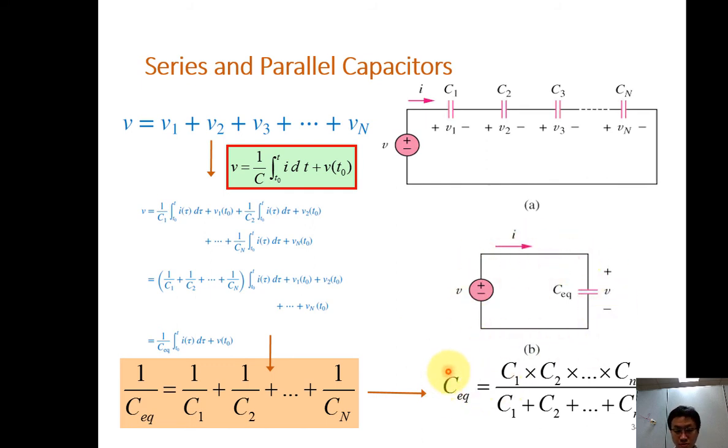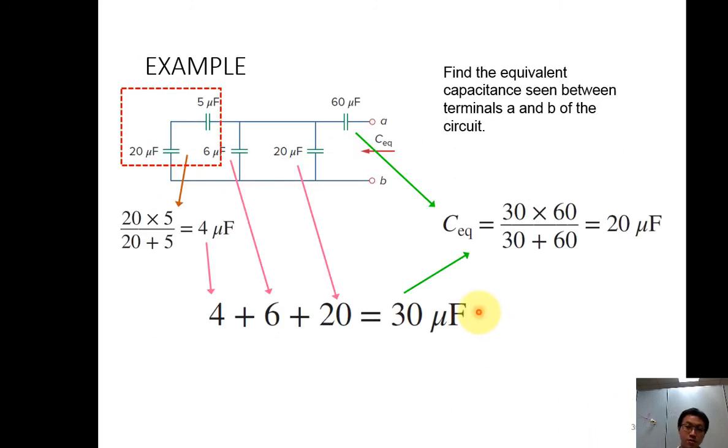Or for two capacitors, we can get the C equivalent by C1 times C2 divided by C1 plus C2. So let's have a look at the example.